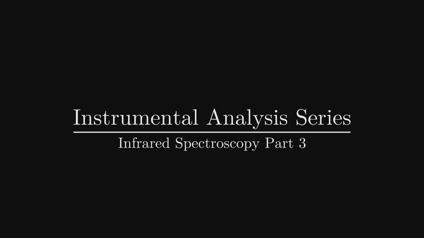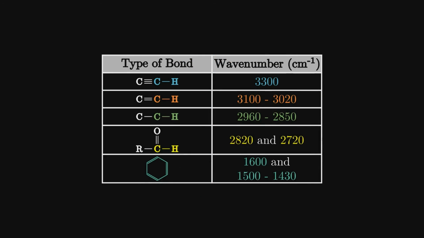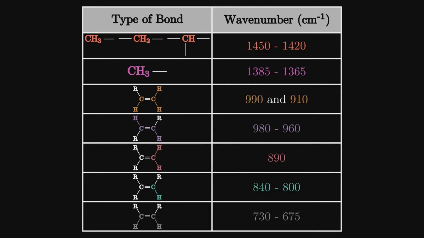For you to reference, here are the various functional groups and the expected location of the peak or peaks on the spectrum. Now for the variety of carbon-hydrogen bonds. If you watched the previous video, you'll know why I included the benzene ring twice.